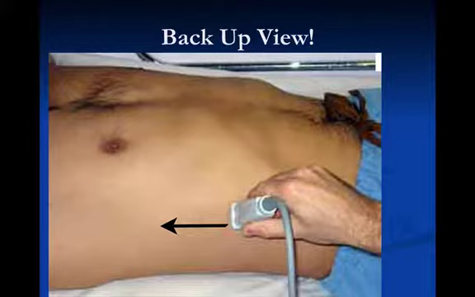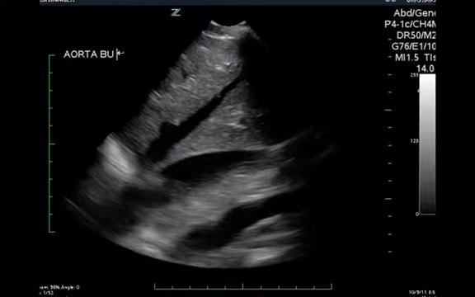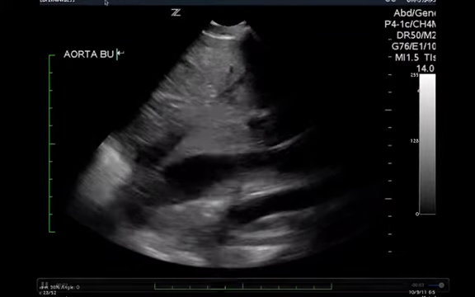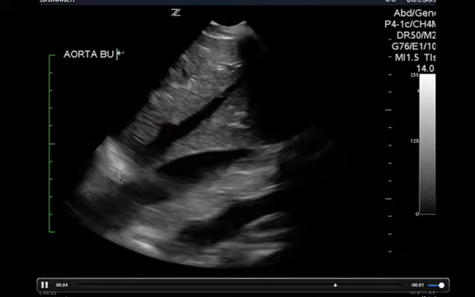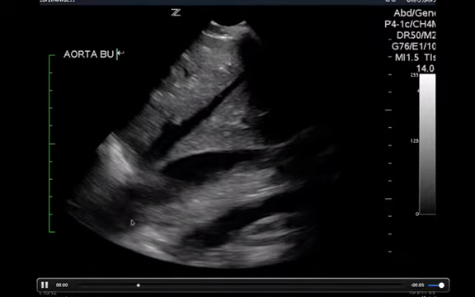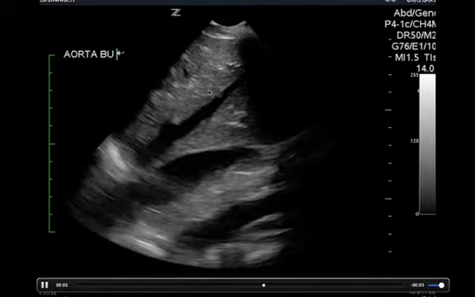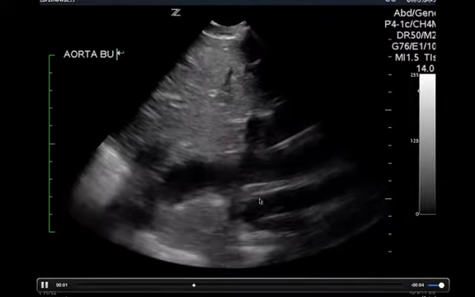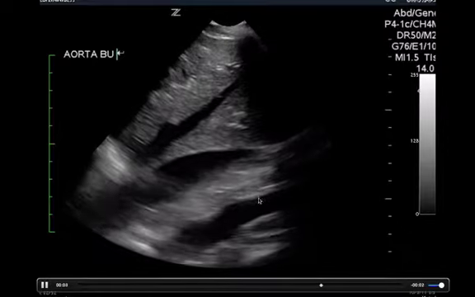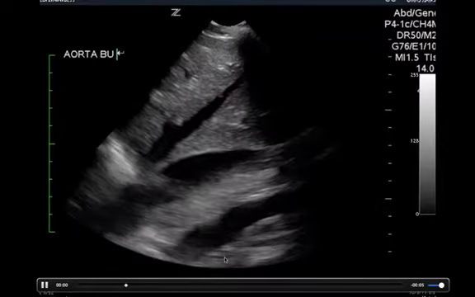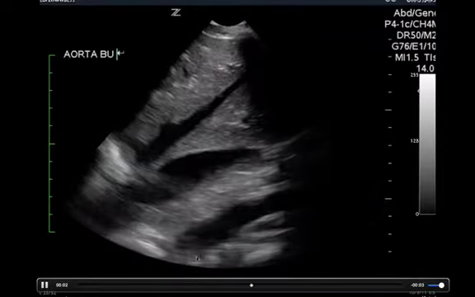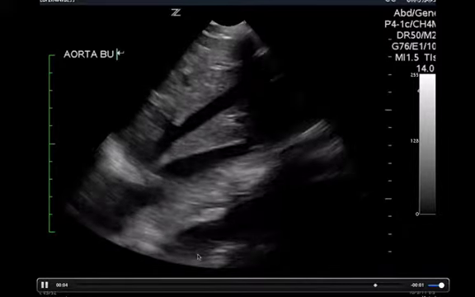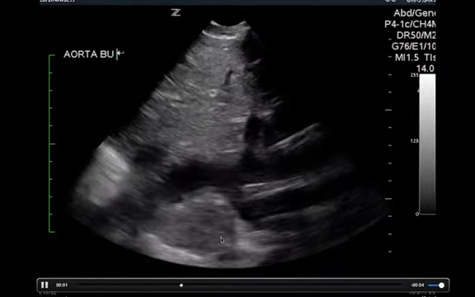So you are in a mid-axillary view, and your marker dot is pointing up, and this is what you're going to see. You're going to see diaphragm, inferior vena cava, hepatic veins, and then the aorta has the thicker walls and it's deeper to the inferior vena cava. So this is a great view to use if you have a lot of bowel gas or midline hernia in a patient.